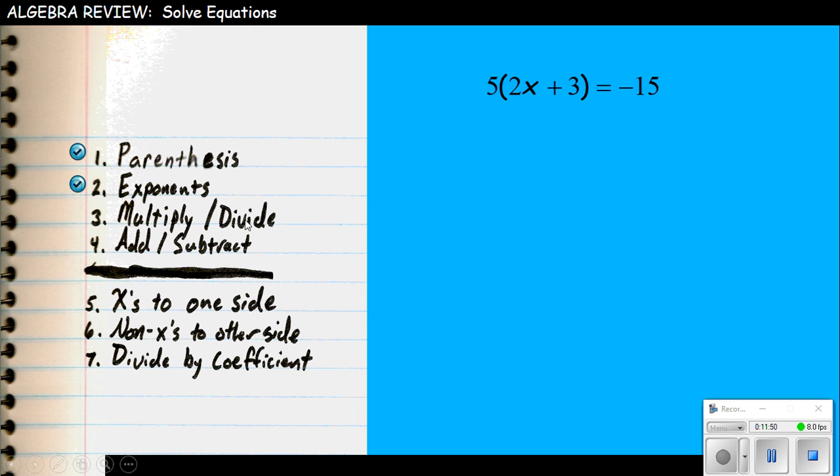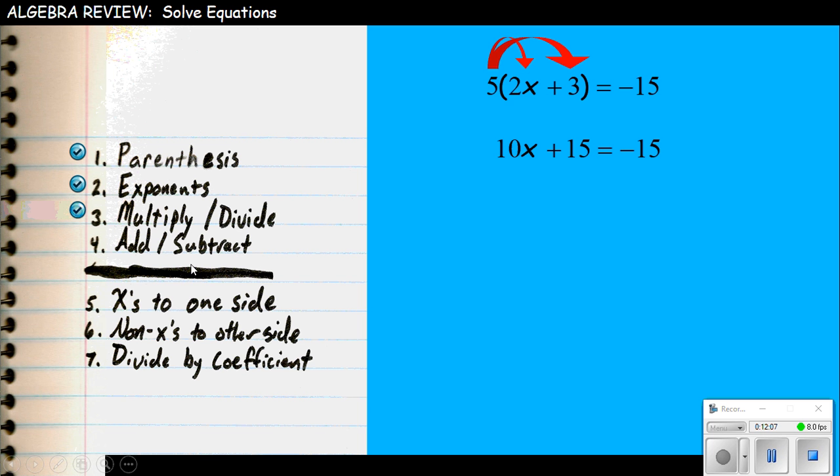There's no exponents in the problem, so we don't have to worry about that step. Now we got multiplication, division. That includes distribution. In this case, we do have distribution. We're going to do 5 times 2x and 5 times 3. So take a second and distribute. And if you do that, we're going to have 10x plus 15 is equal to negative 15.